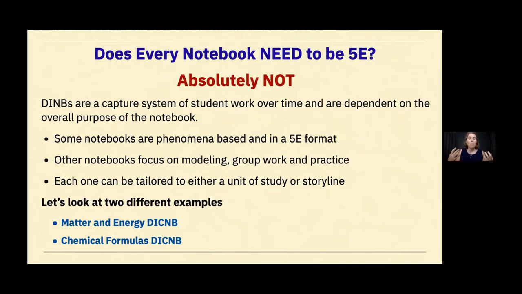Some notebooks focus on modeling, group work, and practice. So your notebook is your notebook. I wanted to show you two very different notebooks that I used in class last year.